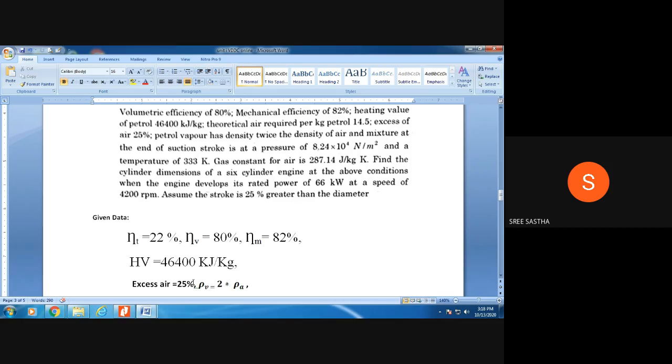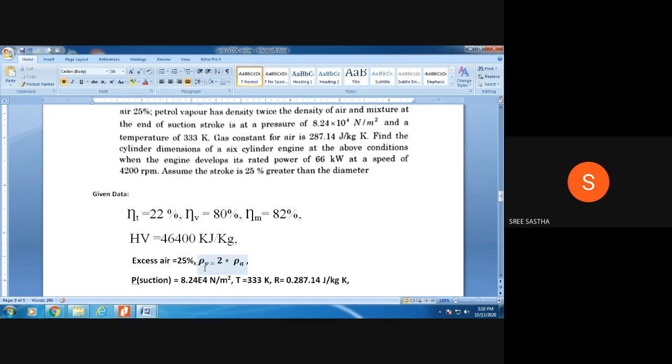Now petrol vapor, he has given the density as twice the density of air. See, for density I am using the symbol rho. Rho v means fuel vapor, that is petrol vapor. Rho v is equal to 2 into rho a. Vapor density is twice that of air. And at the end of the suction stroke, the pressure is 8.24 into 10 power 4.